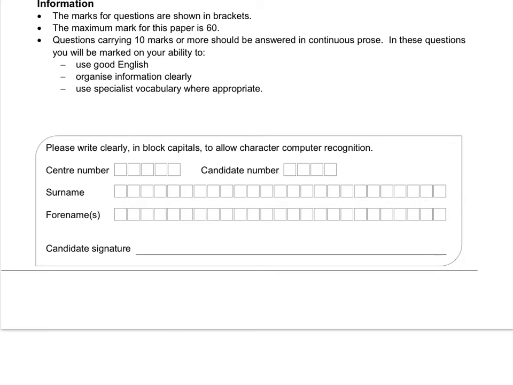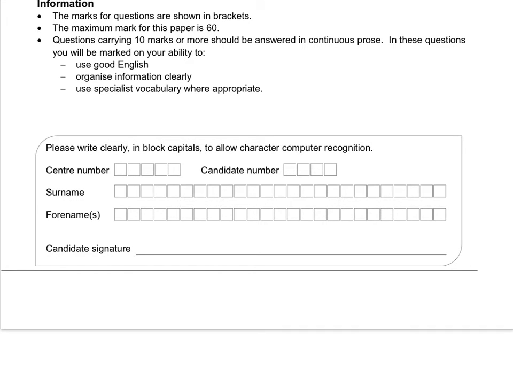So this paper is out of 60 marks. You have an hour and a half for this paper, which is 90 minutes. To work out how long you need to spend on each question, you simply multiply the marks by 1.5. So for example, if it's a 10-mark question, multiplied by 1.5, you should spend 15 minutes on it. It's important to note that any questions worth 10 or more marks, you need to answer in continuous prose, so full sentences.